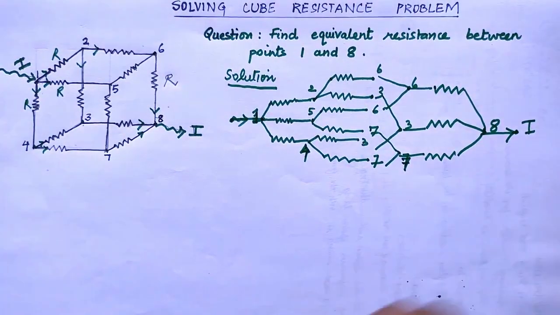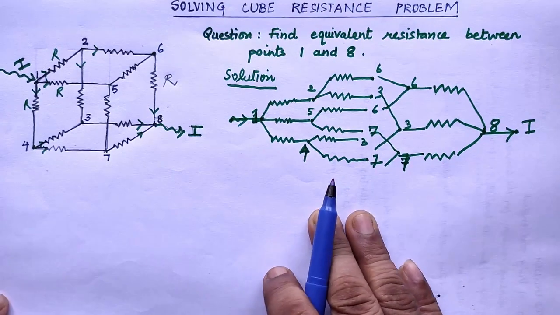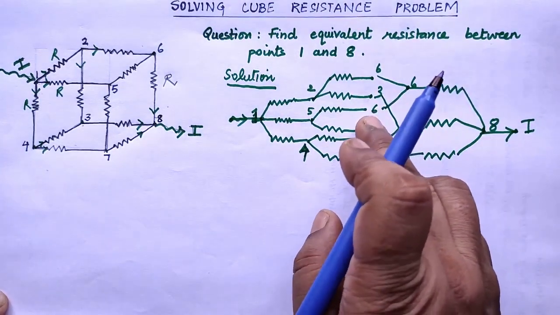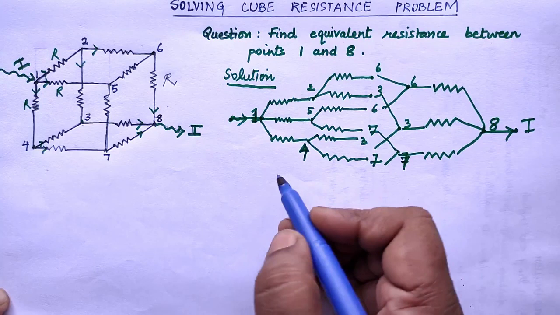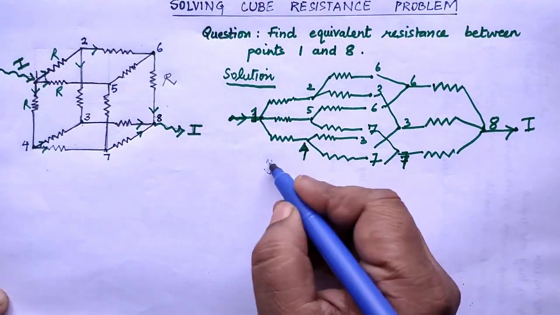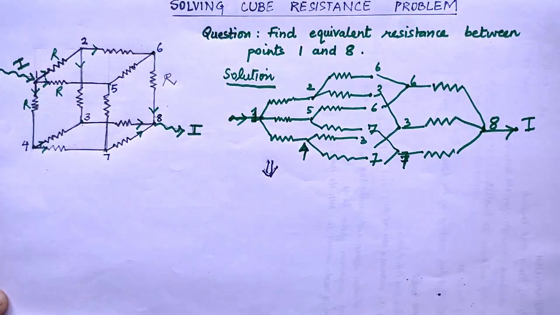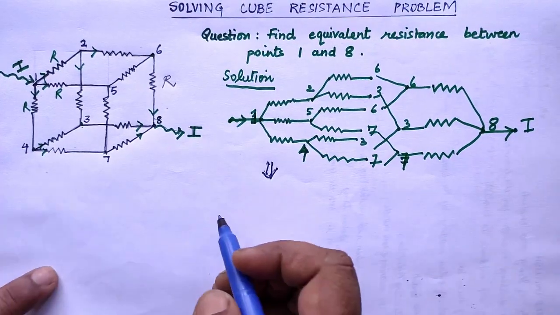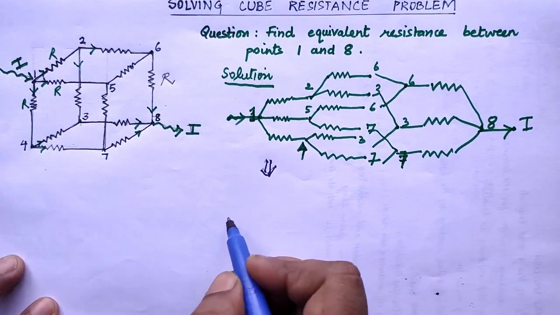Okay. So I think I can redraw it once more so that it is easier for me to solve. Let me draw it once again. Now again redrawing the equivalent circuit. Okay, the equivalent circuit I am drawing now. The equivalent circuit looks like this.